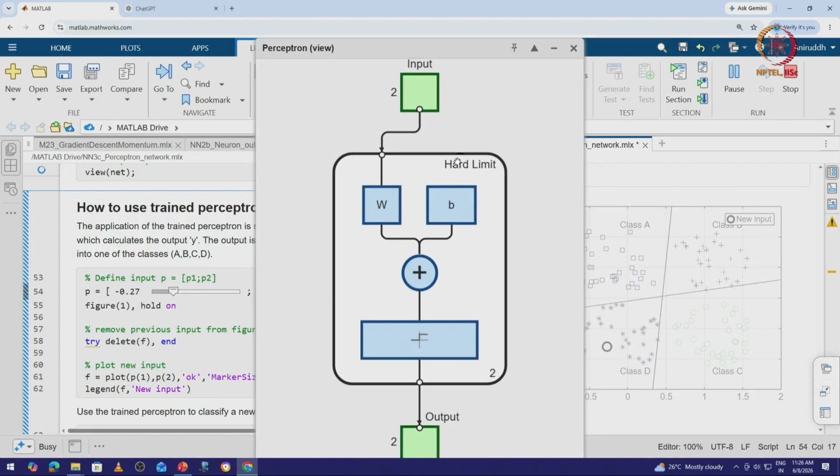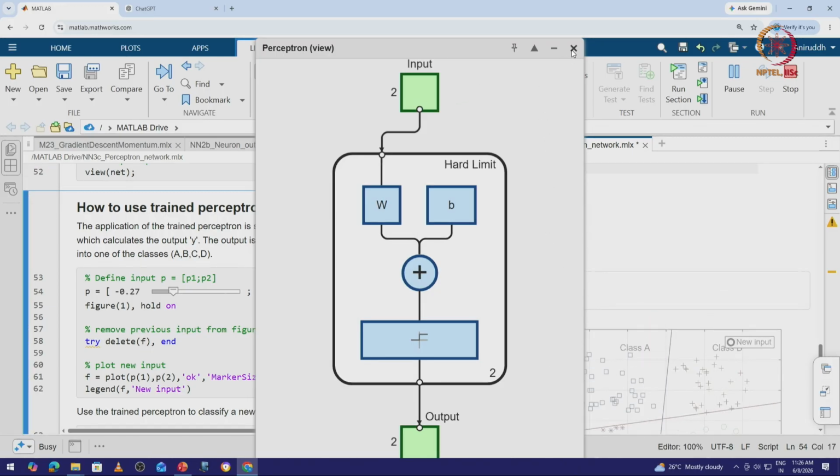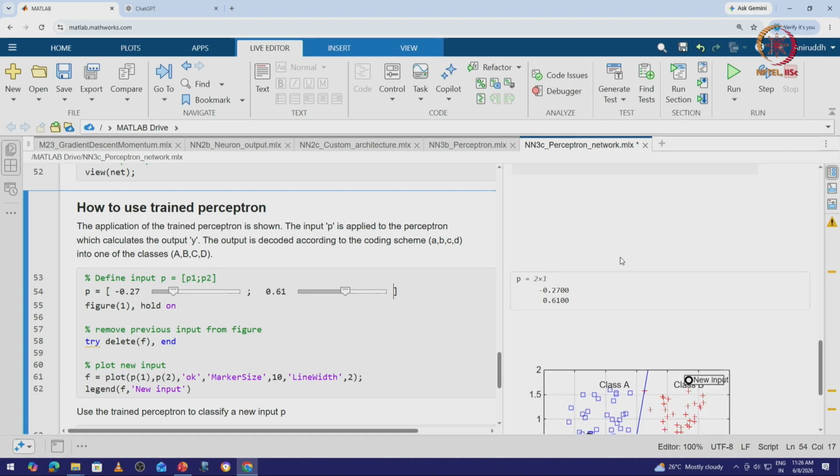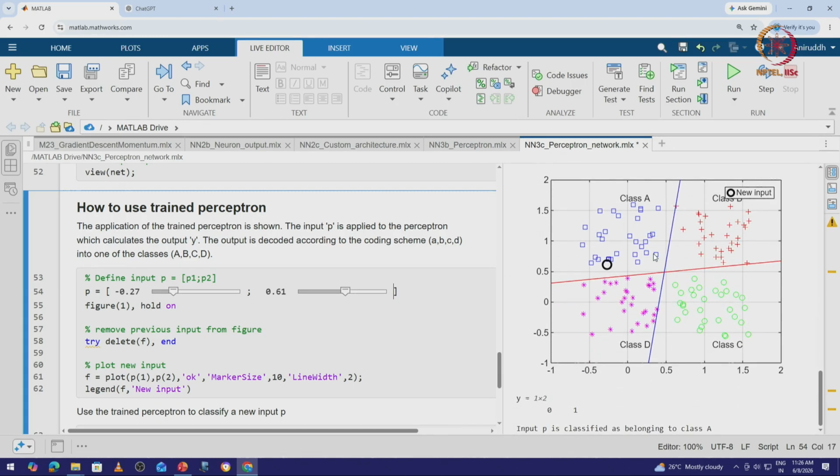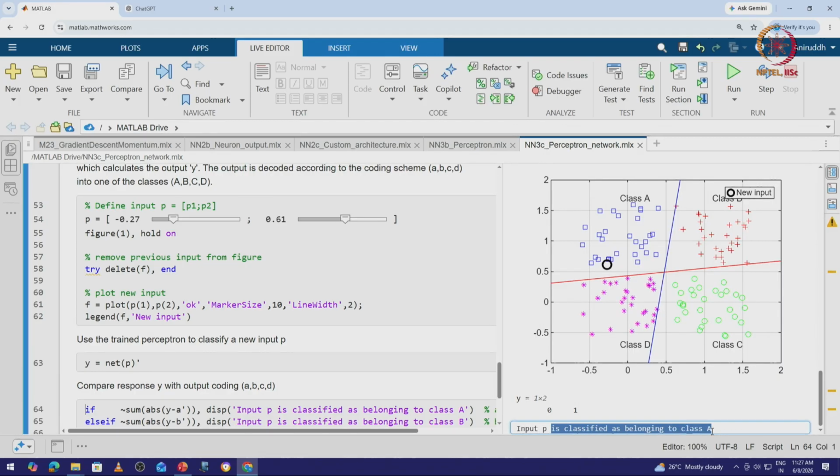when we run the whole MLX file, it first defines the network. Once it defines the network, it will try to categorize the point here. So, the value of p is minus 0.27 and 0.61, which is this part, and hence it classifies it as class A, right. So, the input p is now classified into one of the clusters. The cluster in this particular case is class A.